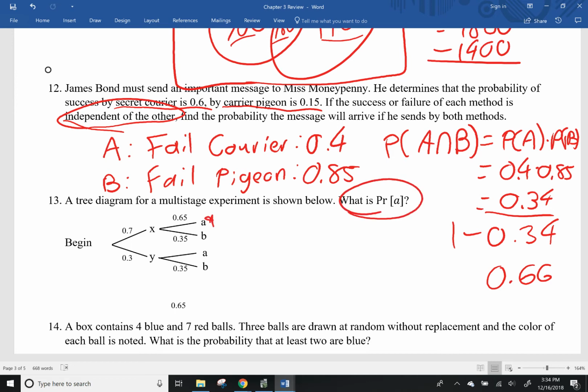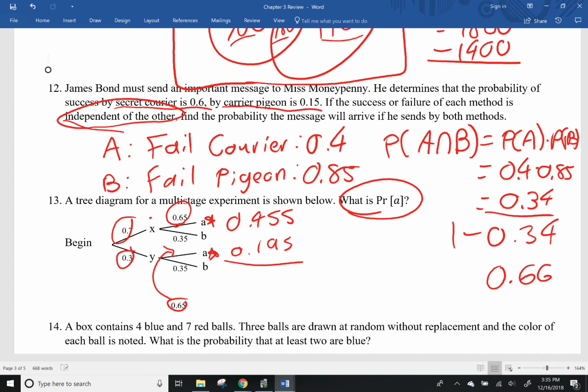So A is here on this branch and here on this branch. So I'm going to find those two branches, and I'm going to add them up to get a total probability for A. So take 0.7 and 0.65, multiply them together. 0.7 times 0.65, and you get 0.455. And then take 0.3 with what is also supposed to be 0.65 right there. 0.3 times 0.65, and you get 0.195.